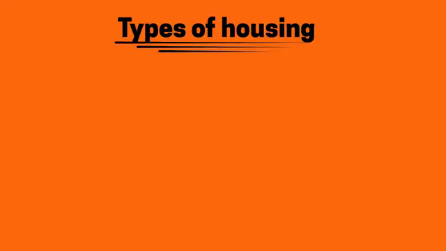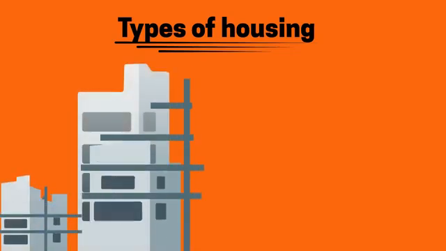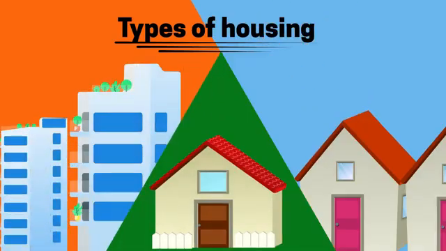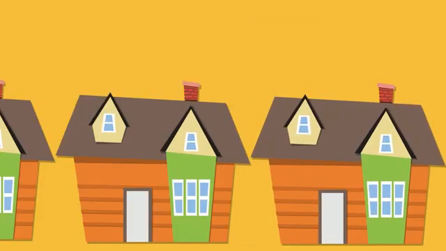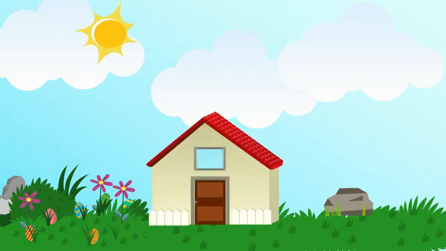Now let's talk about the types of housing in different types of areas, like urban, rural, and residential. In residential areas, the types of homes can be very different. They can be single-family homes, townhouses, or apartment buildings. Whereas in urban areas, residences are usually very close together, such as in apartment buildings. In rural areas, houses are very far apart from each other.